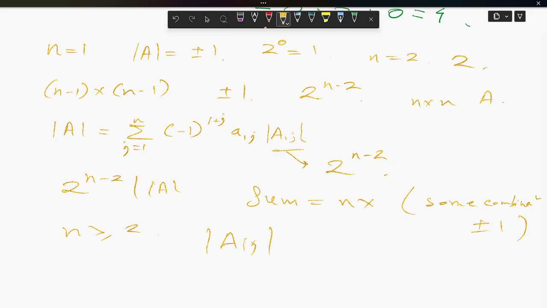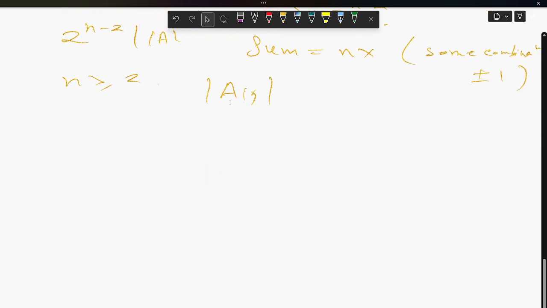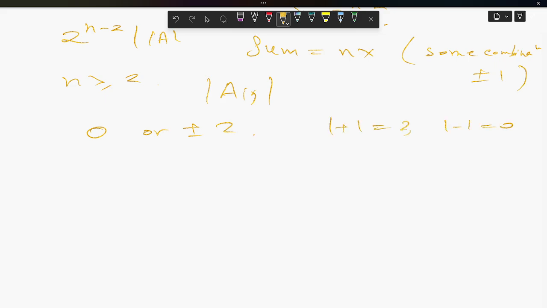2. For instance, we can add the first row to all other rows, since adding rows does not change the determinant. After adding the first row to, say, the second row, the new second row will have entries that are 0 or plus minus 2, since 1 plus 1 is equal to 2 and 1 minus 1 will be 0.